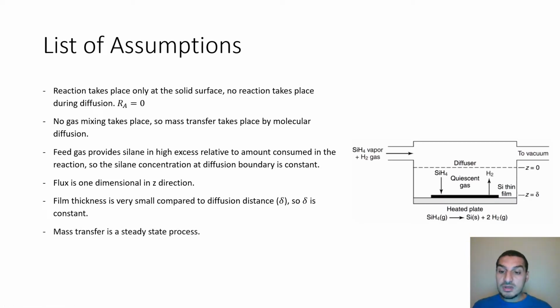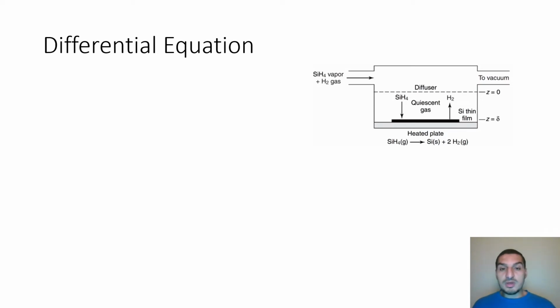And then mass transfer is steady state, and this is an important assumption as well, because we have here a continuous flow of silicon hydride. It's totally consumed here, and then hydrogen is diffusing the other way. So we have a continuous flow in and out, which means that we are operating at steady state. So these are the assumptions, and now let's see how we can deal with this problem using the equations.